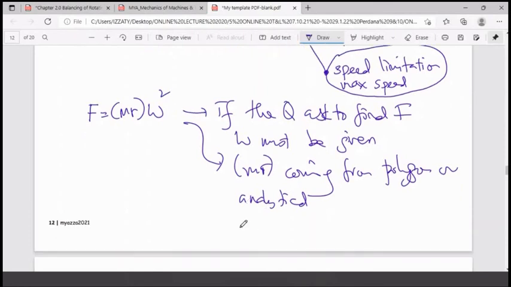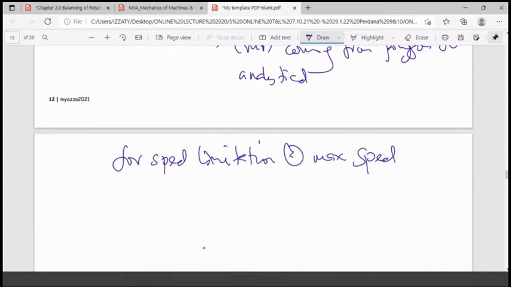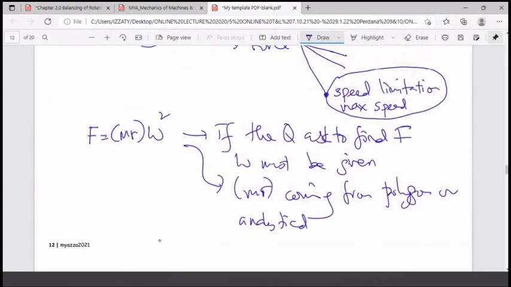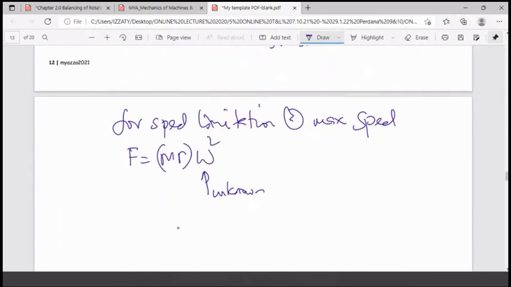But now for speed limitation, or sometimes we call it maximum speed, again we use F equal to m omega squared. So this one is unknown. Going back to just now, this one is known or given, this one is calculated, and this one you find. Here, this one is unknown, this one is calculated. You have to calculate it, and this one must be given.